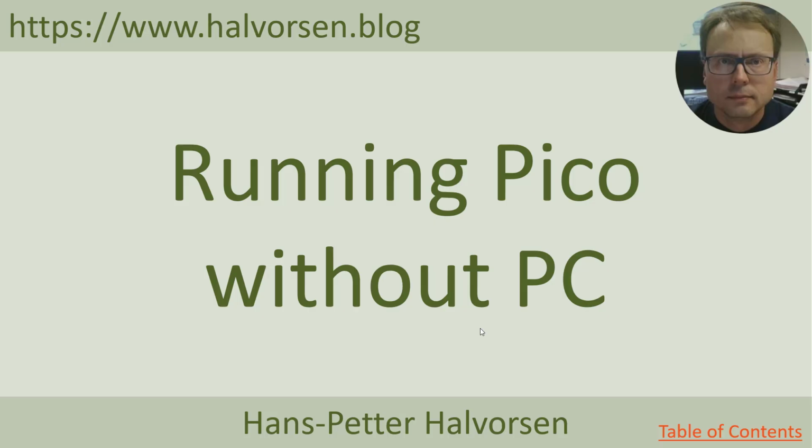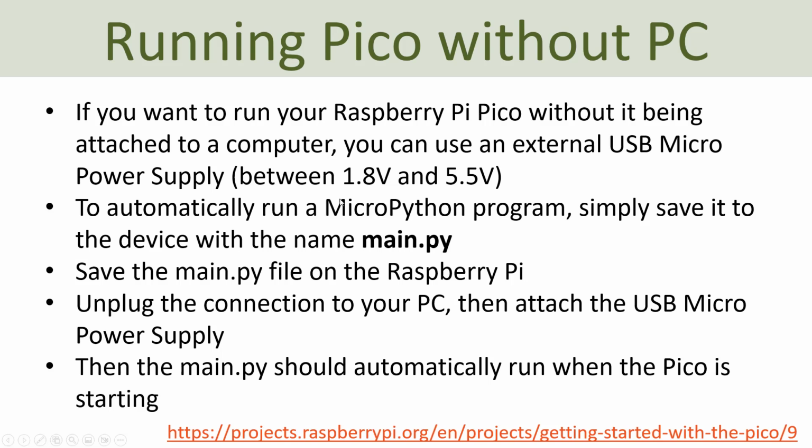So now we have seen how we can program the Raspberry Pi Pico using the Thonny editor and the MicroPython environment. So far we have been connecting the Raspberry Pi Pico to our computer using the Thonny editor, but you can also run your application without having the PC connected to the Raspberry Pi Pico. Basically, the application you create, you typically just name it main.py and then save this file to the Raspberry Pi Pico hardware, and then you can unplug the Raspberry Pi Pico from your PC and use an ordinary power supply, typically between 1.8 volts and 5.5 volts, and when you plug in the power supply, this main.py program will start to run automatically.